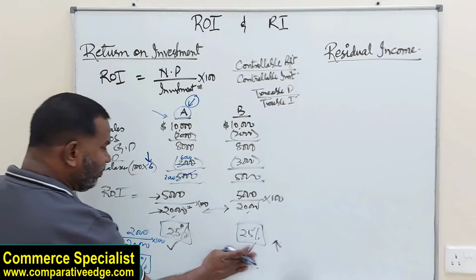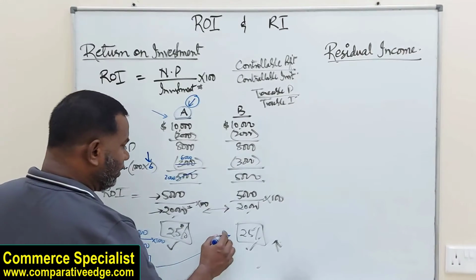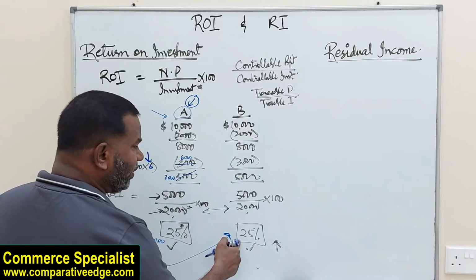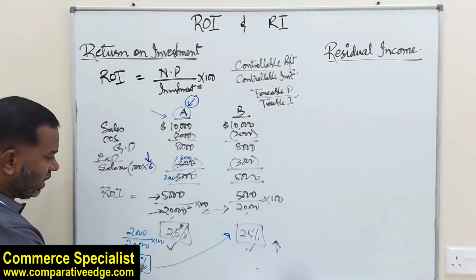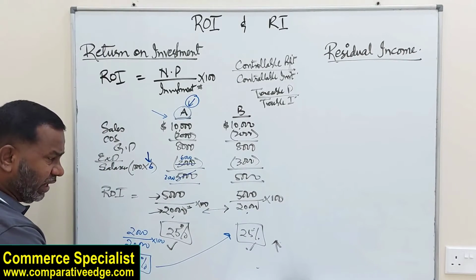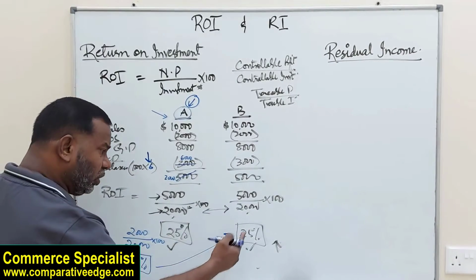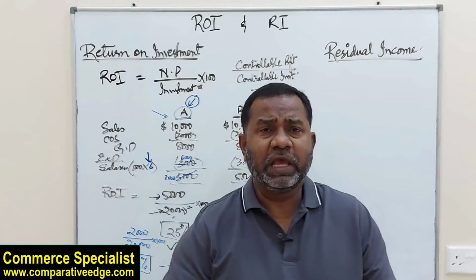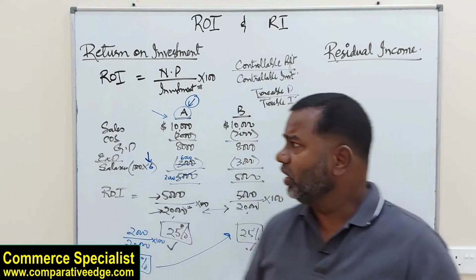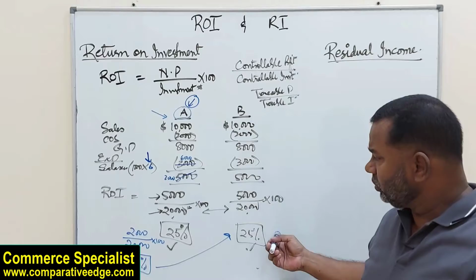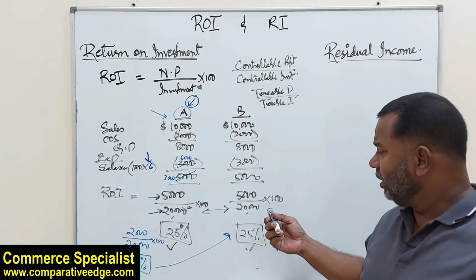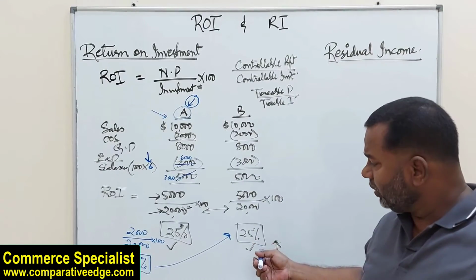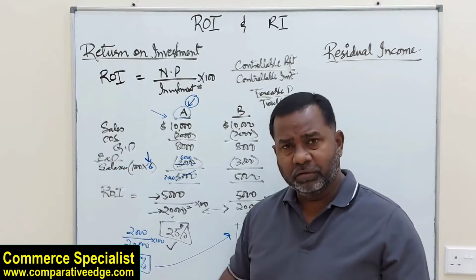And now when you compare it with department B, what is the ROI of department B? 25%. What is the ROI of department A? 10%. As we know, higher ROI is always better, which means in the annual performance appraisal, department B's manager would be considered a better performer, a better performing department as compared to A.